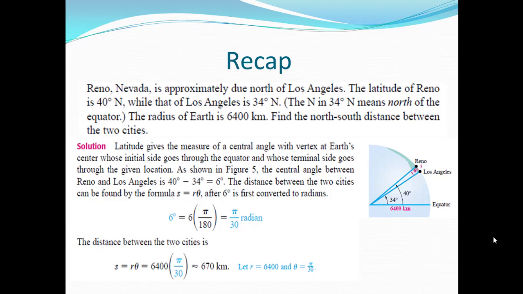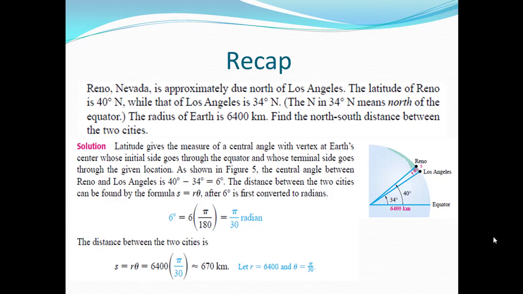As you see in the picture, I will place Reno and Los Angeles on the curve of the Earth, and take the radius of the Earth as the initial side. If I try to get the angle between Reno and Los Angeles, I take 40 minus 34, and it will be 6 degrees.